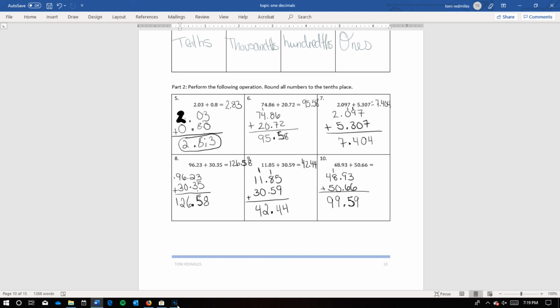Now, it's very important that you're thinking about these place values as we go along. One of the biggest things I see that students struggle with in higher level math is the concept of place values. So really be thinking about your place values as you're doing your addition.